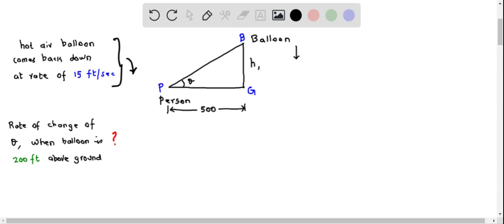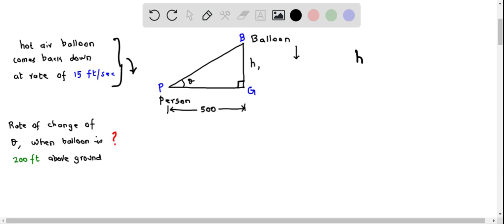For that, let's look at this picture. I have labeled the position of the person as P, the balloon as B, and the ground as G. This is a right triangle, and the angle theta is the angle of elevation. The distance between the person and the ground is 500 feet. And let's say that BG represents the height of the balloon at a certain time.